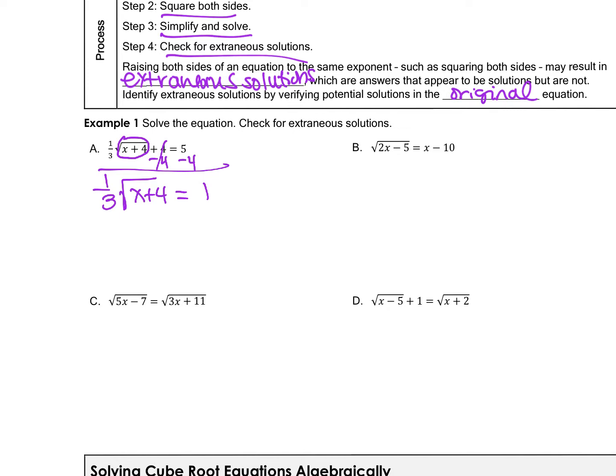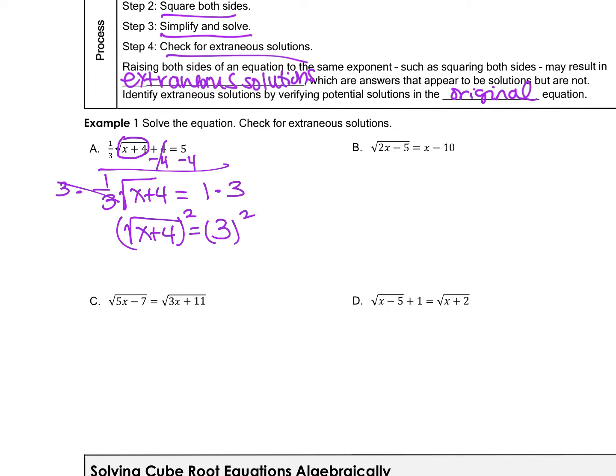So we've talked about this before. To get rid of a fraction, you flip it and multiply. So I'm going to multiply both sides by 3. So that way it gets rid of that. And then once we get to this point, once I've isolated the square root, then I can square it.